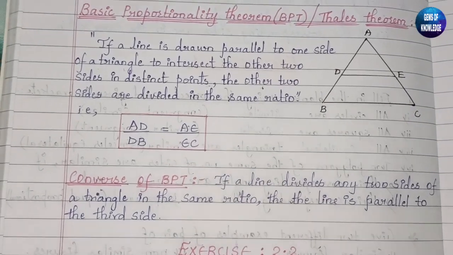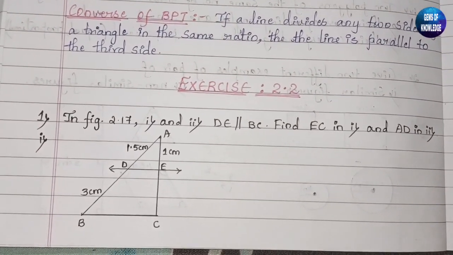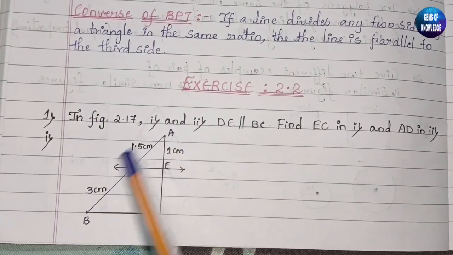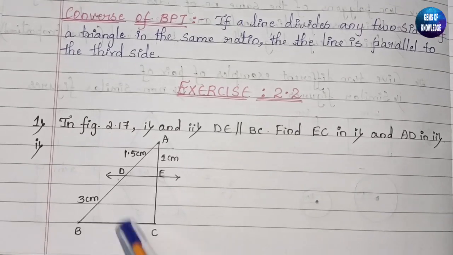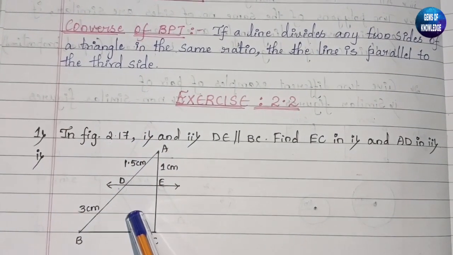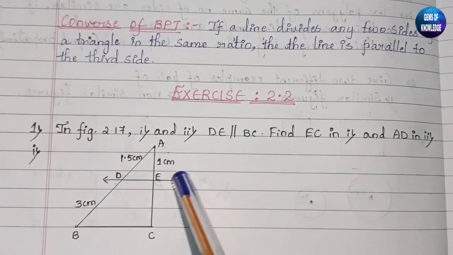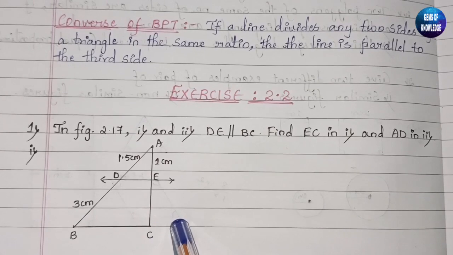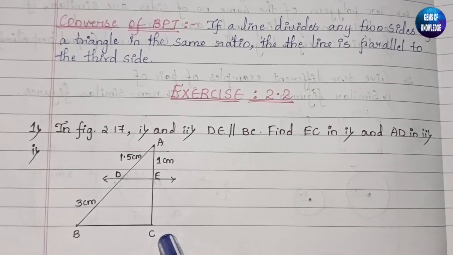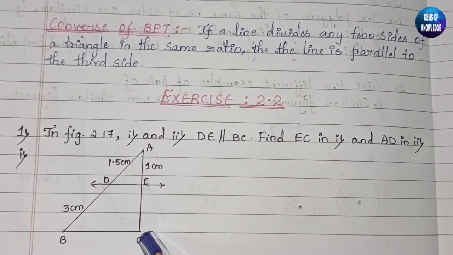Now depending on this theorem, we have one more exercise, that is exercise 2.2. Here they have given figure 2.17. This is the figure, part 1 and 2. This is the first one, and one more is there, that is the second one. DE is parallel to BC. So this DE is parallel to this BC. In the first one we need to find EC, and in the second one we need to find AD.